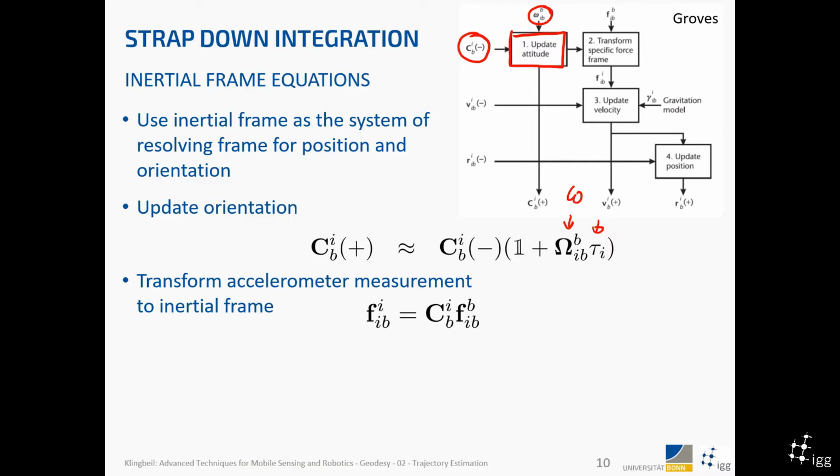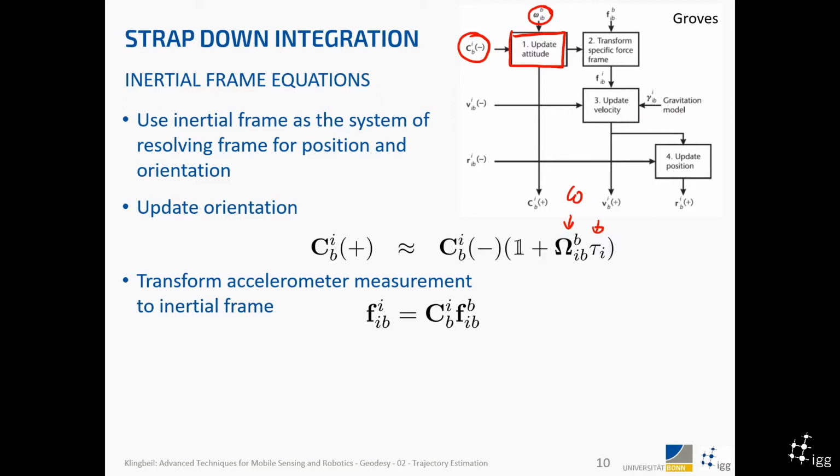And a new update of the orientation. This is now the orientation between the body and the inertial frame, as I just said before, because the resolving axis is the inertial frame. It is given by the old orientation and some term which is proportional to the angular rate that we measured and the time that has been evolved since then.